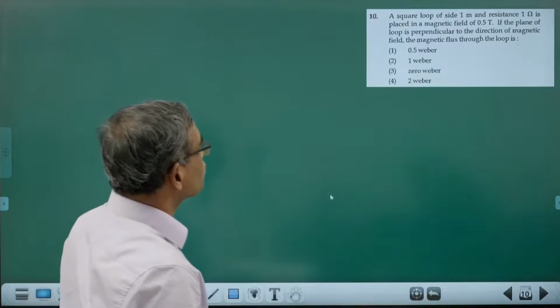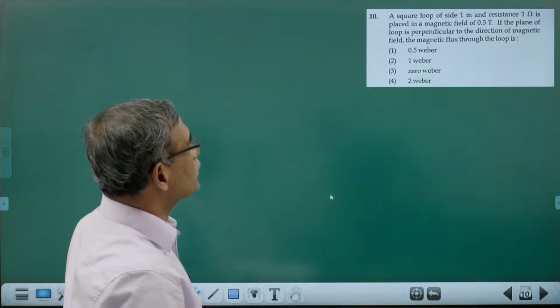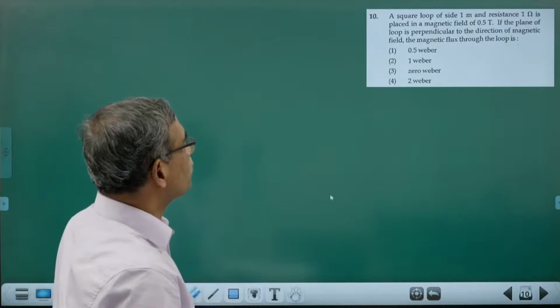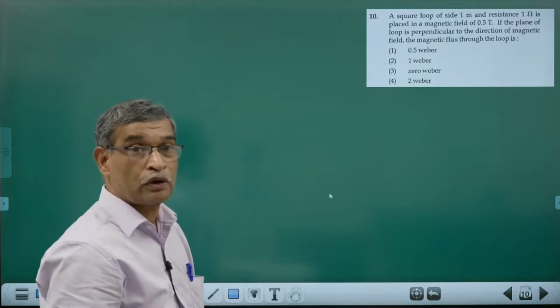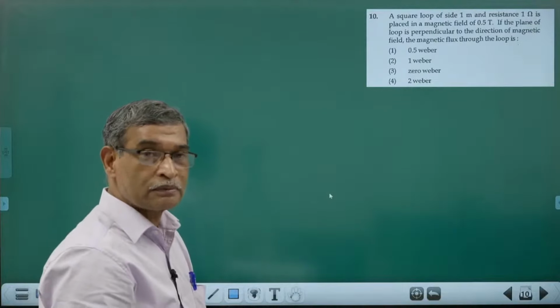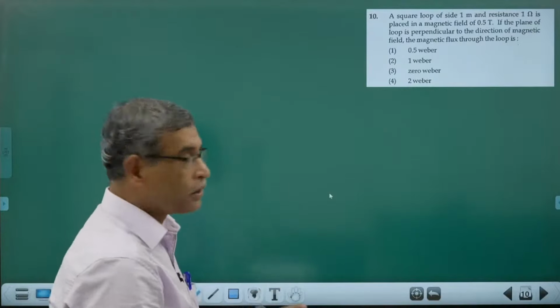A square loop of side 1 meter and resistance 1 ohm is placed in a magnetic field of 0.5 Tesla. The plane of the loop is perpendicular, which means the area vector is parallel, so there is maximum flux through the coil.